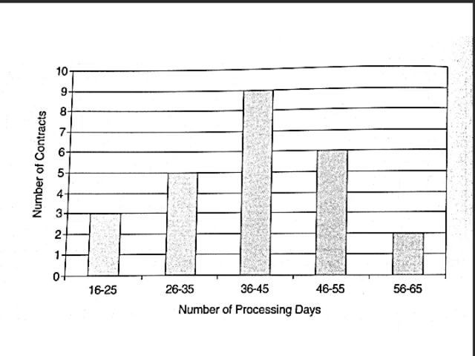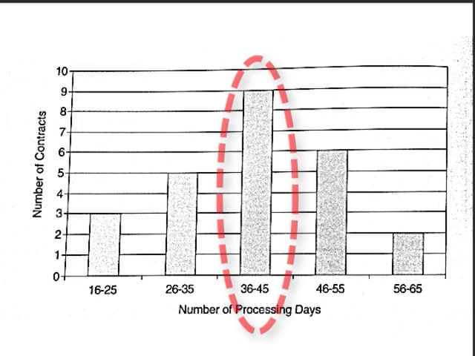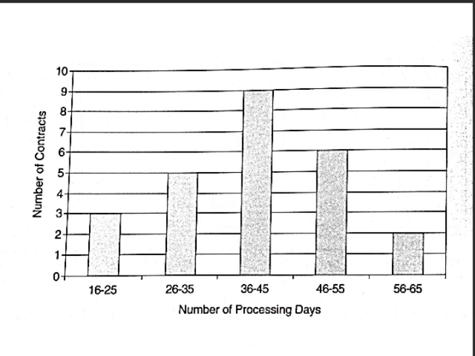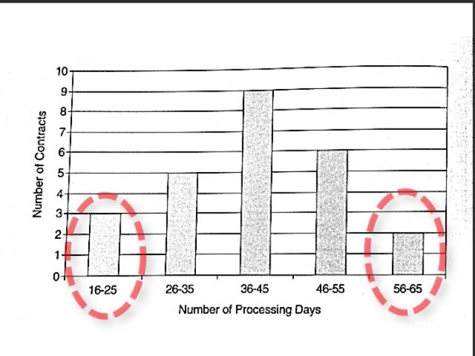So the form of the display makes interpretation a bit easier. This task manager can tell at a glance that processing time seems to form a normal distribution. It seems to follow a bell-shaped curve. And the most frequent processing time for contracts awarded during the period studied was 36 to 45 days. Fewer contracts, and about the same number, each require 26 to 35 or 46 to 55 days. And still fewer, and again about the same number of each, require 16 to 25 or 56 to 65 days.